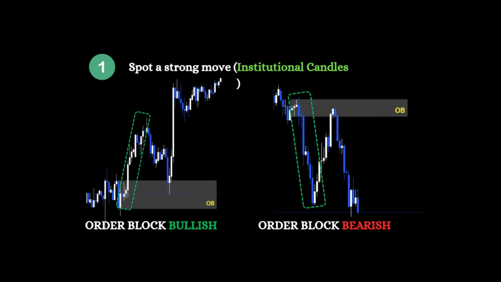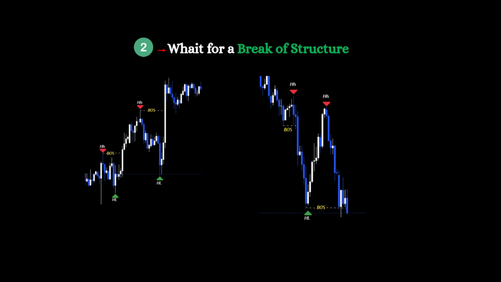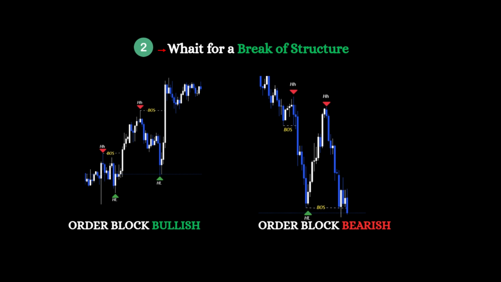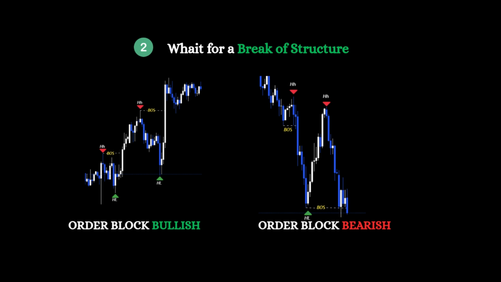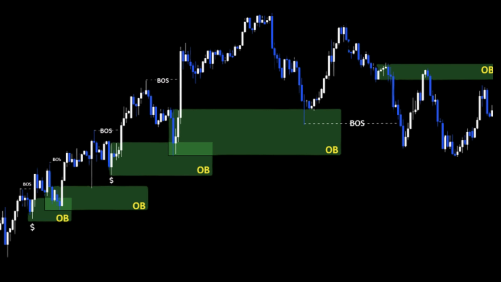Now that we've identified a strong institutional move, the next step is to confirm that this move is not just temporary noise. To do that, we wait for a break of structure. Quick side note, before we continue, we talk about a break of structure when the price breaks the previous high or low with the body of a candle. That's the clear signal that the trend has truly shifted. This shows us that the market has truly shifted direction and validates the institutional presence.